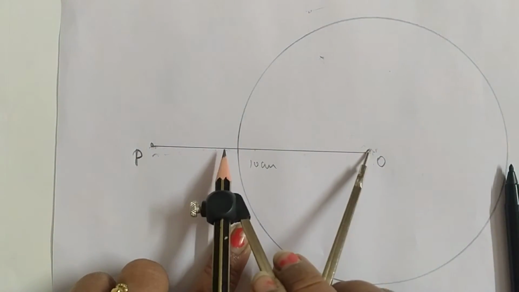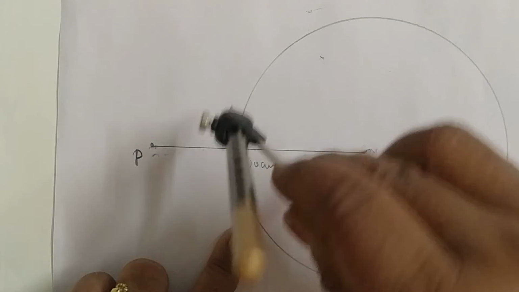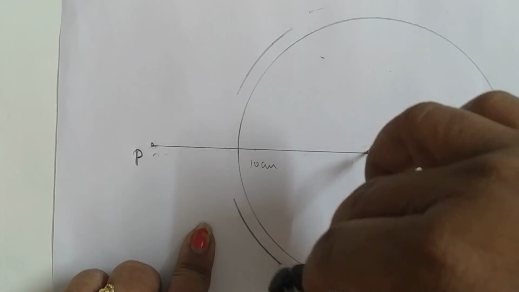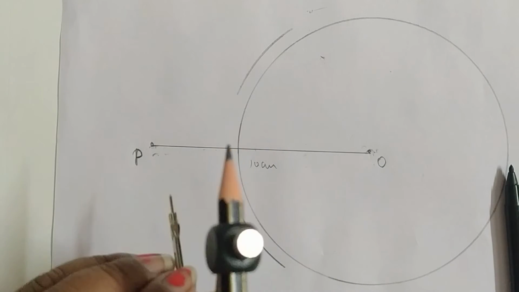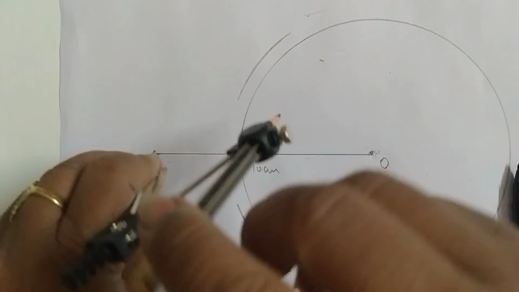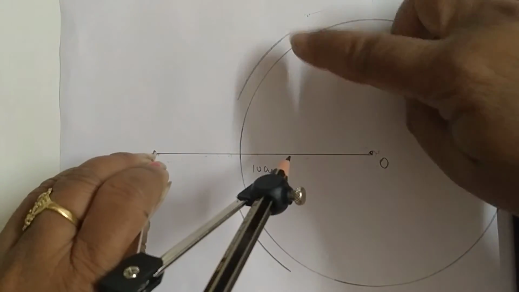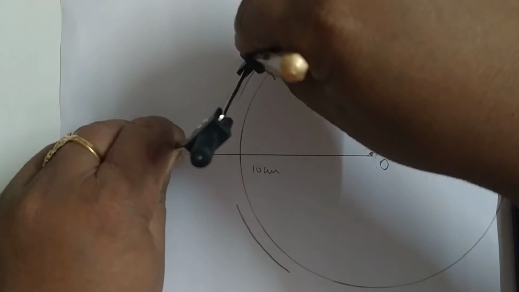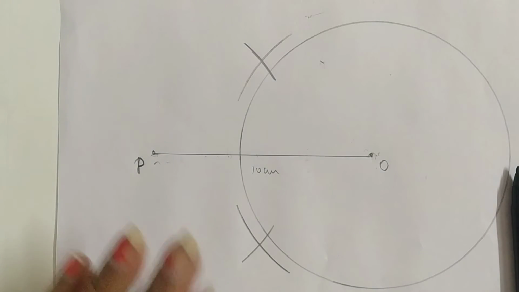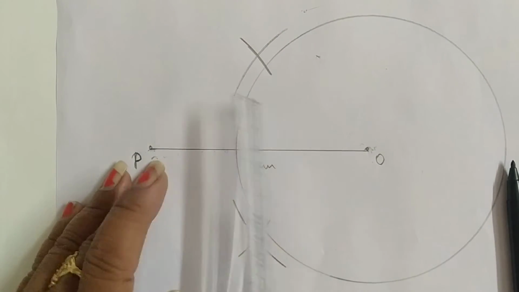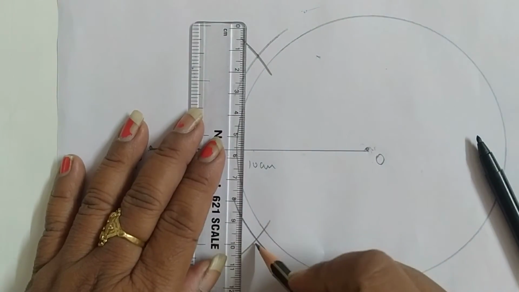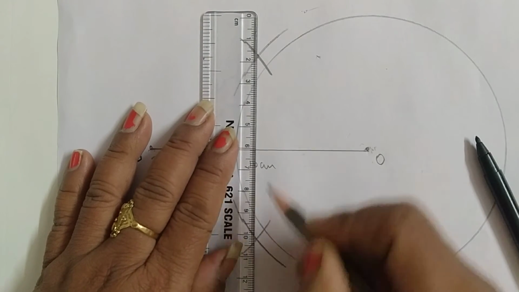Suppose I have taken this arc, which is more than half of this line. We will take the arc above the line and below the line. Don't confuse it with the circle. Now we put the compass on the other point, the external point, and again we intersect the arc above and below. Now we are going to join these intersecting points of the arcs. Here this is one point and this is the other point. Now we are going to join these.